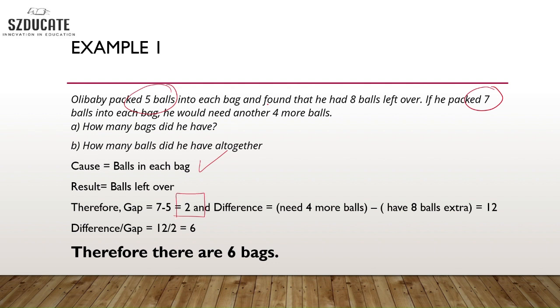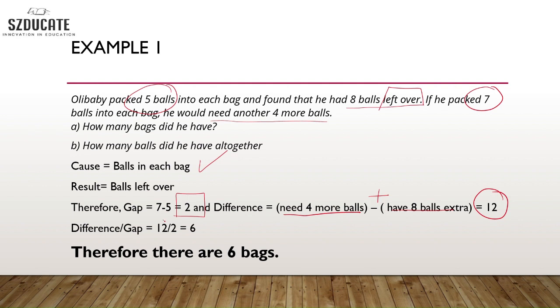What's the difference? Initially, he would have 8 balls left over. But in another case, he needs another 4 balls, which means not enough. So in the other case, the difference is very different, they are opposite of each other. That's why you need to add. So need 4 more balls and have extra, that's why these 2 you need to plus. Okay, and you'll get 12.